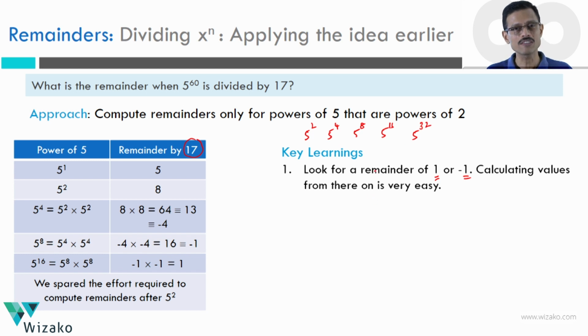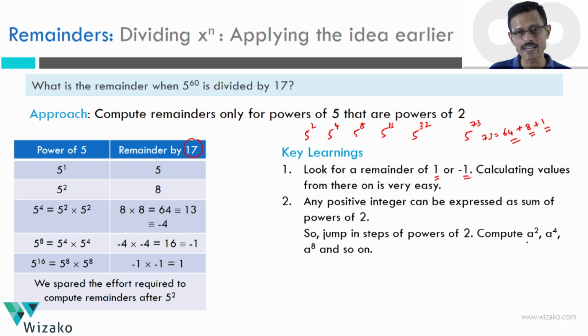And then, whatever number is given, for example, if you have 5 power 73, you can write this power 73 as 64 plus 9. 64 plus 9, 9 can be written as 8 plus 1. Look at this. All of these numbers that I have written are all powers of 2. So, it is sufficient if you compute the remainders for powers which are powers of 2. So, that's what I've stated here.